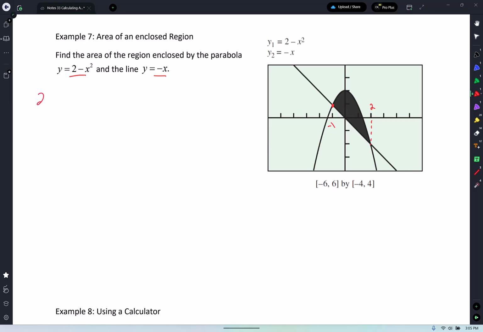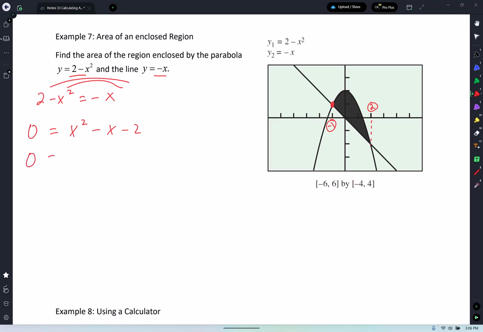You would have gone 2 minus x squared equals -x. And then you're like, okay, well, I'm going to move everything to the right. So 0 equals x squared minus x minus 2. That's how you find your x values. We already know them. Obviously, it's -1 and +2. But if you didn't know them, these are the steps that you would do.